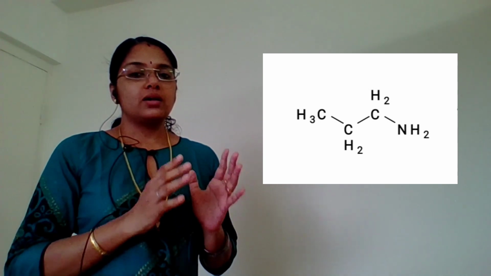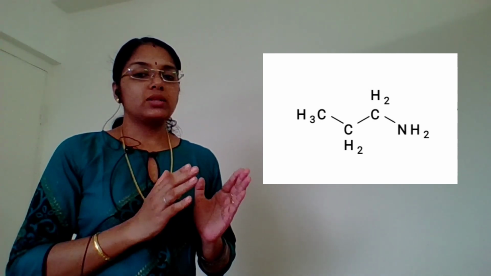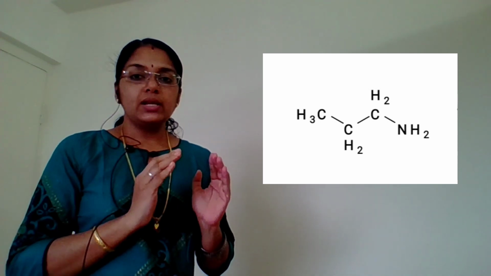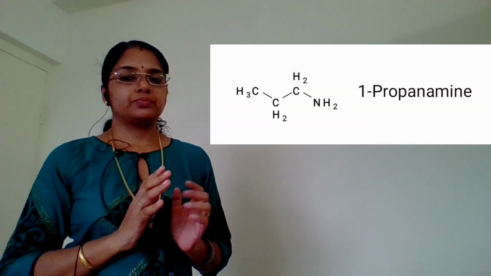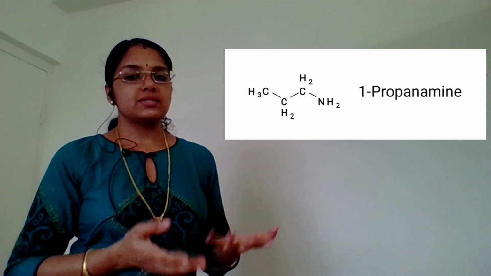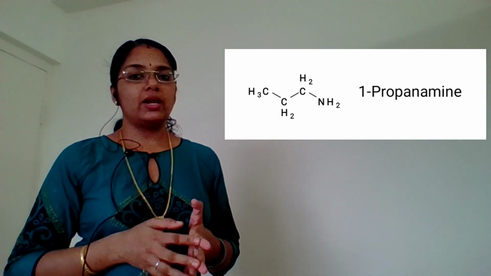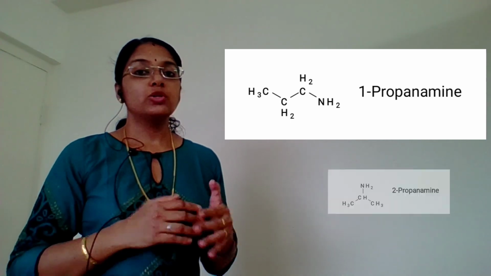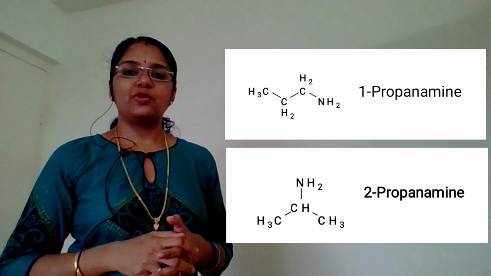So first, we have to number the position of the carbon containing the amine. That should be the least number. So it can be named as 1-propanamine. And next, in isopropylamine, the second position will have the amine. So it can be named as 2-propanamine as its IUPAC name.